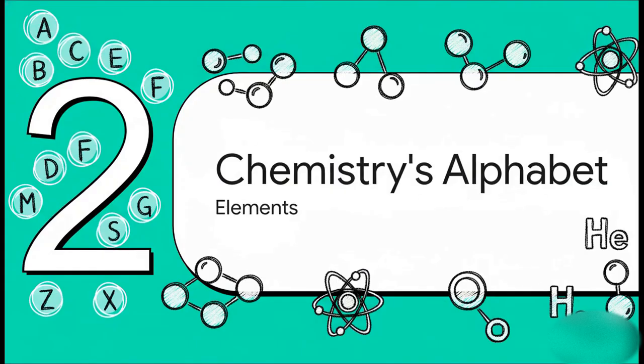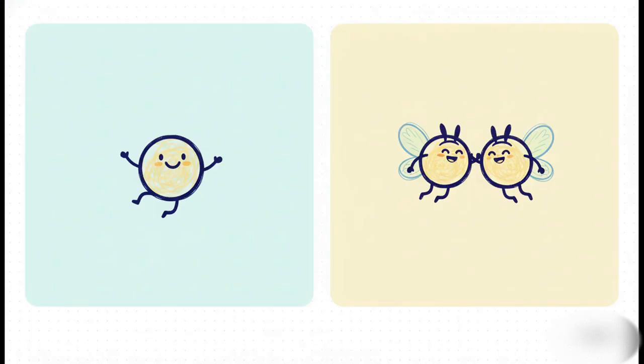Now, before you can read any recipes, you have to know your alphabet. And in chemistry, our alphabet is made up of the elements. But here's the thing, not all letters in this alphabet behave the same way. Some elements are totally happy to exist as single atoms. We call these monoatomic. But others, well, they're the social butterflies of the periodic table. They're diatomic, which means they almost always travel in pairs, bonded together. Understanding this little difference is absolutely crucial for writing things correctly.